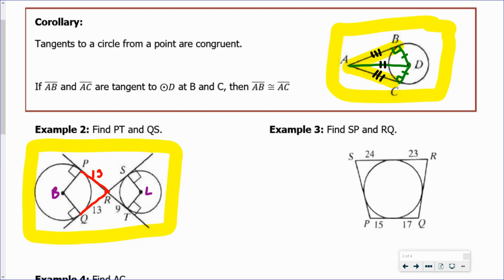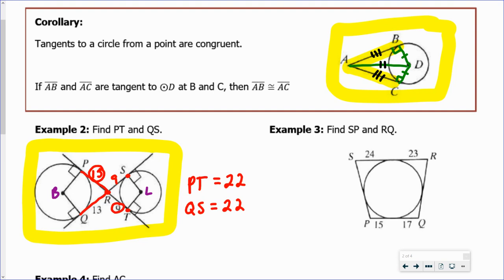The same thing can be said from R to S and from R to T. So RS is tangent to circle L, RT is tangent to circle L, and they both originate from point R. So RS would have to equal 9. So if we're looking for the total length of PT, we'd have to add 13 and 9 together. So 13 and 9 is 22. And QS, the same deal. We'd have to add 13 and 9 together, and that's also going to give us 22.